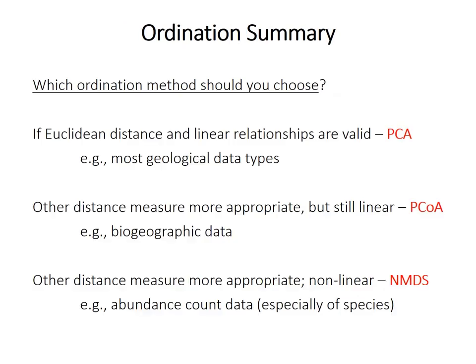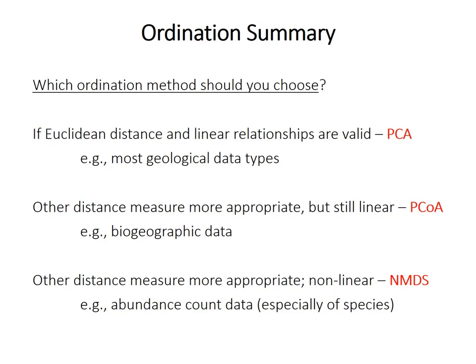Okay, so to summarize, I'll just wrap up with a couple suggestions for choosing ordination methods. If Euclidean distance is appropriate, and if there generally are linear relationships between the variables, principal component analysis, or PCA, is often a good one to use.